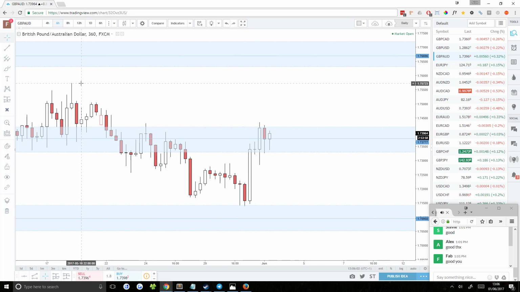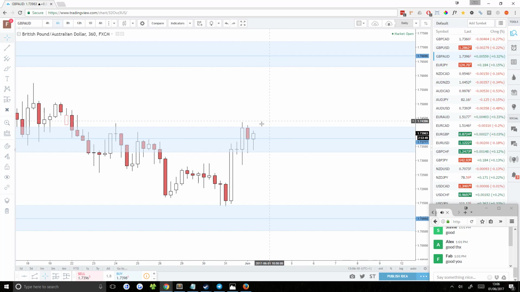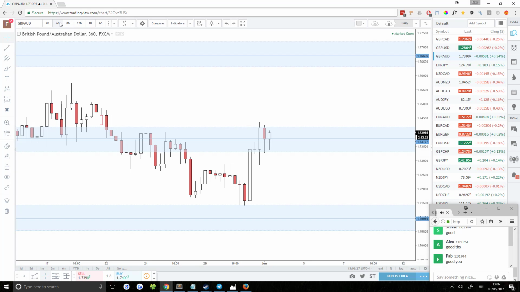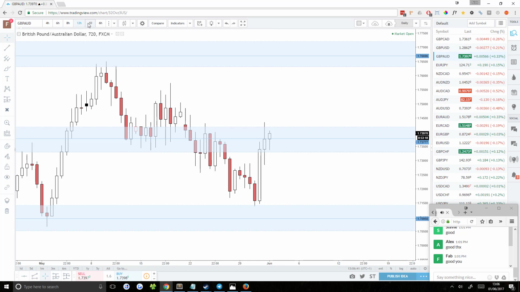Probably, this one is still okay, and I'm still considering maybe entering if it starts to push down, but probably not. It's just harder with this one. Let's look at it on the 12 hour. Oh yeah, it's a huge indecision candle on the 12 hour. I'm just trying to figure it out.